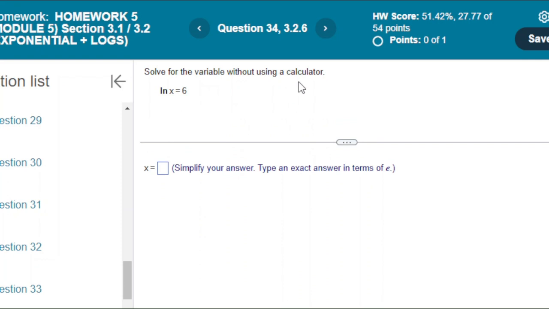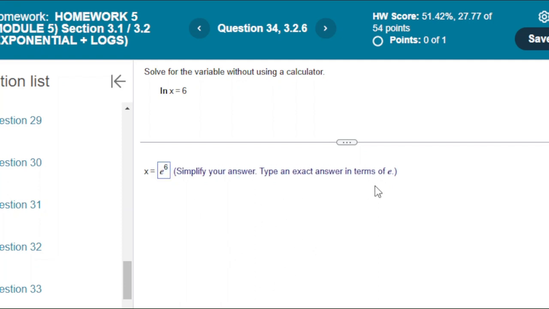Now it says solve for the variable without using a calculator. Well, again, we have an invisible e here. So this is ln. And again, remember, this is not the word "in", right? This is ln, logarithm. Natural log is what it means. We have e to the sixth is equal to x. Okay, so our answer is e to the sixth, right? So x equals e to the sixth power.